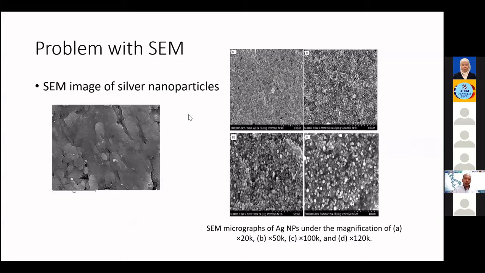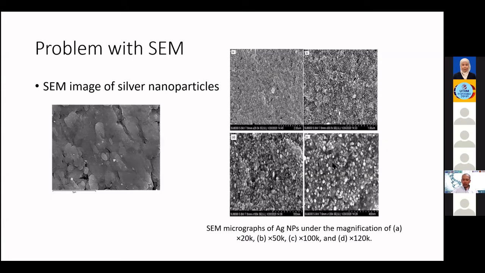This is one of the problems with SEM. My student took this image from the SEM. So you see the micrograph here is blurry, just the same as this one. This also uses SEM. So this is for the nanoparticle. We cannot get much information here.